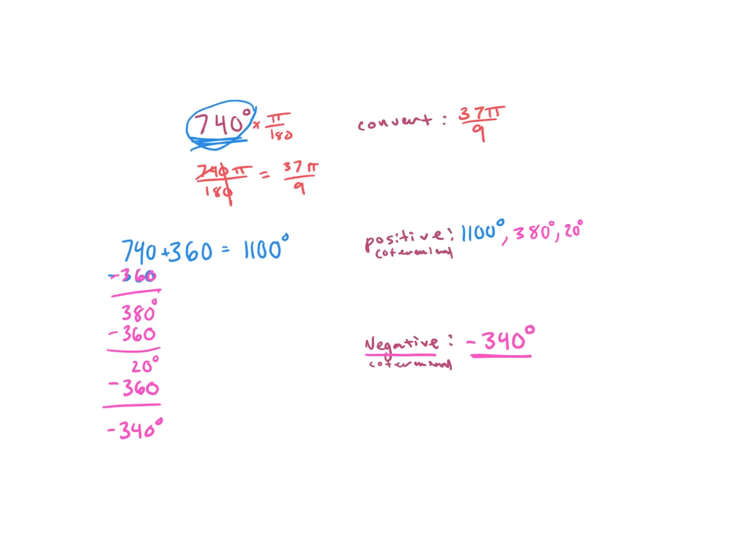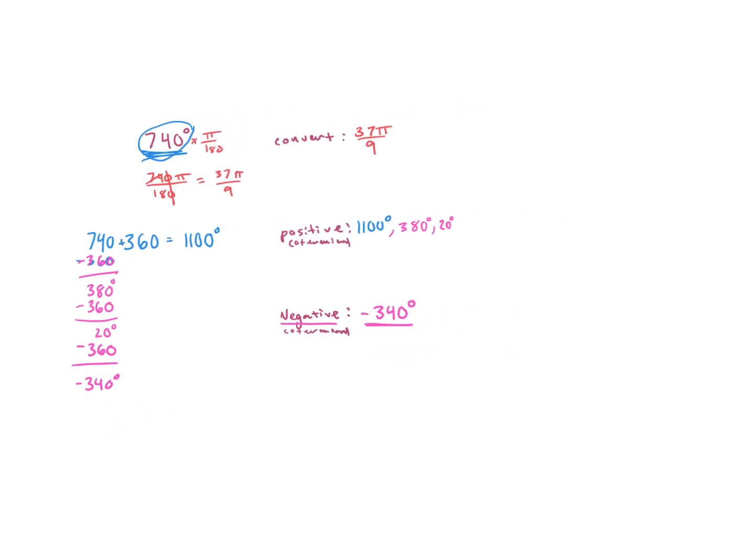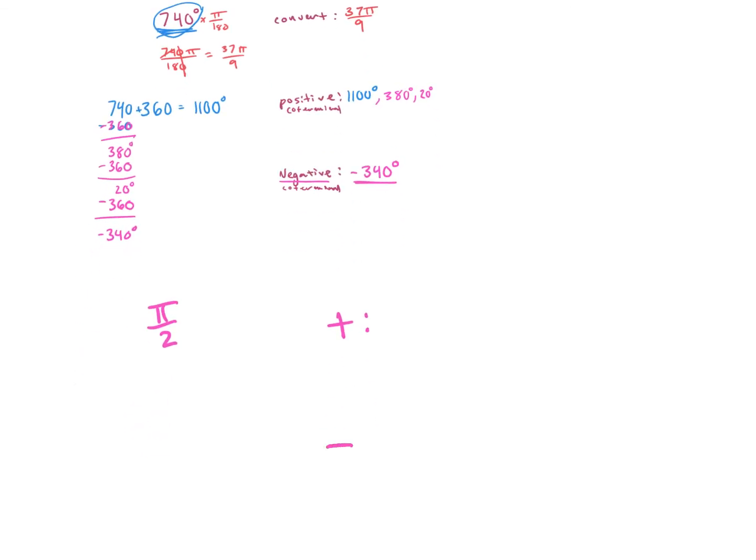So if this was given to us in radians, and it asks for a positive and negative coterminal angle of pi over 2, how would I find a positive coterminal angle? Add 2 pi. We need a common denominator. This would be 4 pi over 2. So 5 pi over 2 would be our positive one.